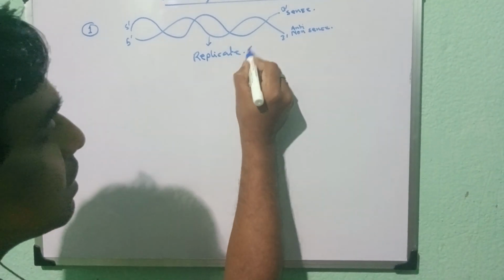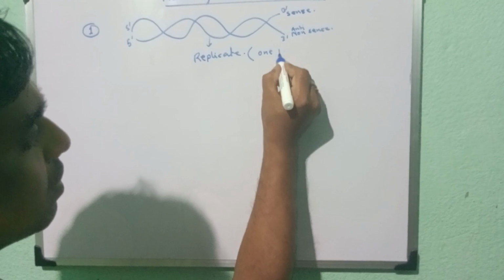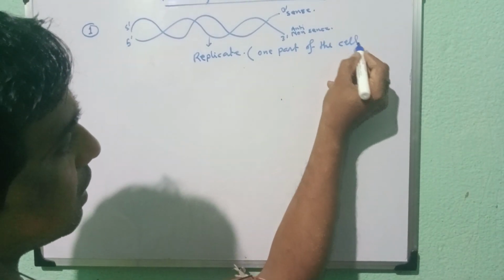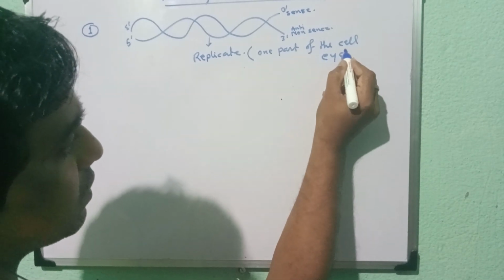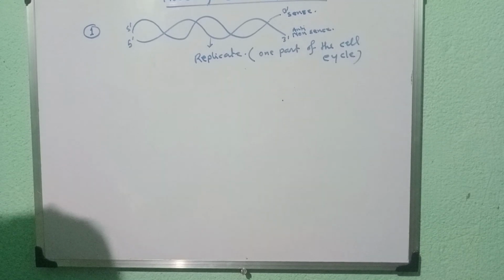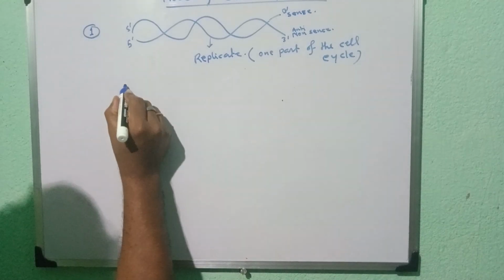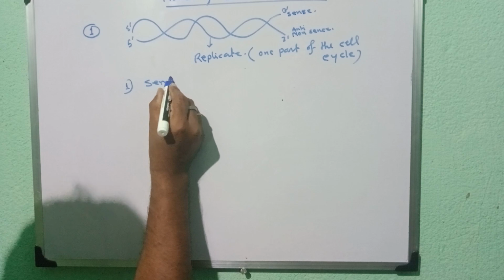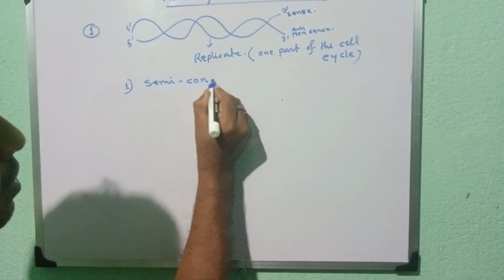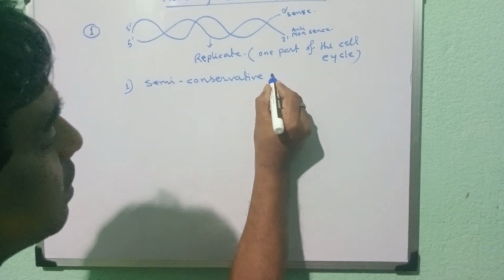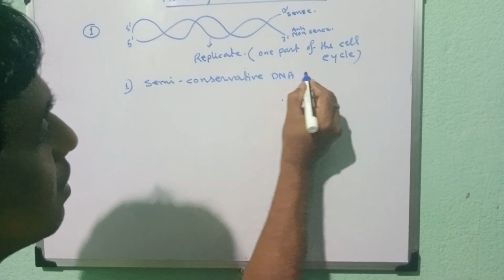Replication is one part of the cell cycle. So this is DNA replication, the modes of DNA replication. There are three types of DNA replication. One is semi-conservative DNA replication.